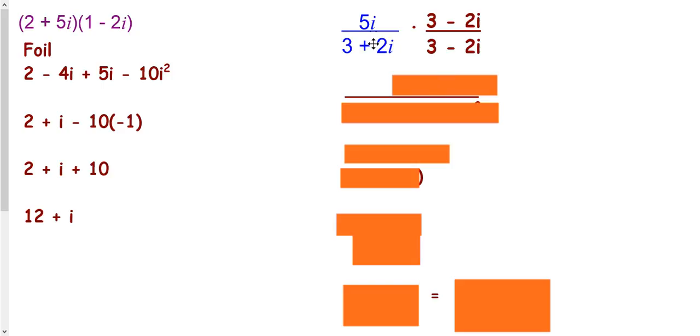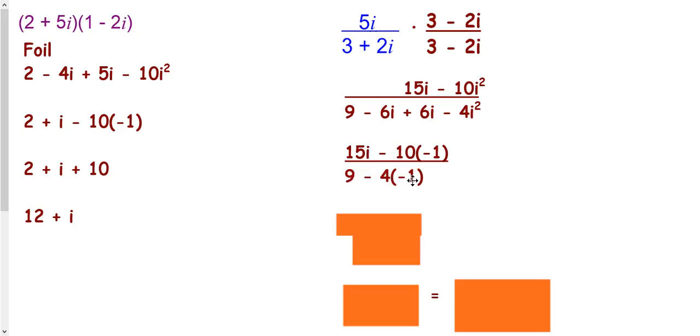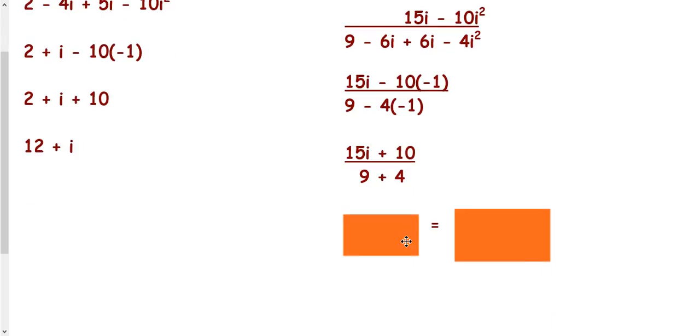So on top, you can take your 5i, distribute it through to the brownish maroon. On the bottom, you have two terms times two terms, so you have to FOIL. First terms, outer terms, inner terms, last terms. Remember, an i times an i is an i squared. Well, i squared once again ends up being a negative 1. So on top we have 15 minus 10 times negative 1. By the way, the 6i and the negative 6i, they cancel, so we're left with a 9 minus 4, and that i squared is negative 1. So it simplifies just a little bit on top to a positive 10. On the bottom, we get 9 plus 4.